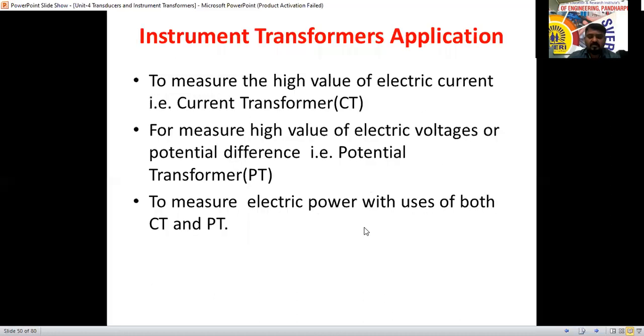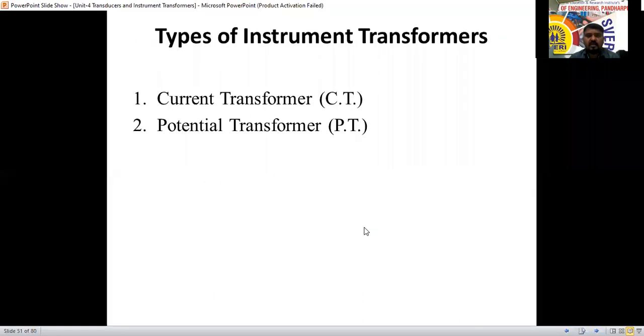The instrument transformers are mainly classified into two types. Yesterday in class I told you those are current transformers and potential transformers.